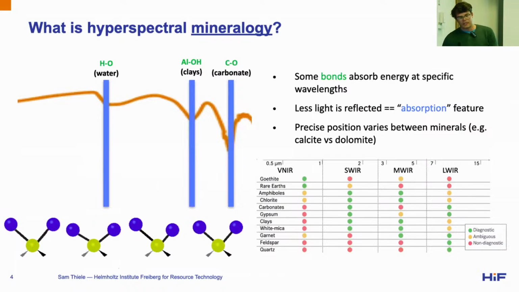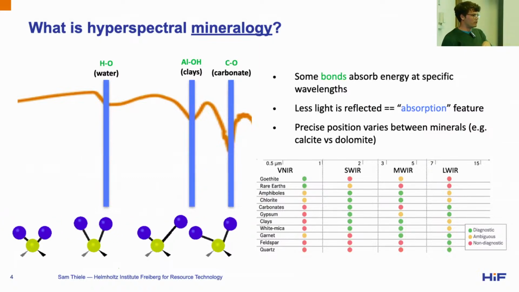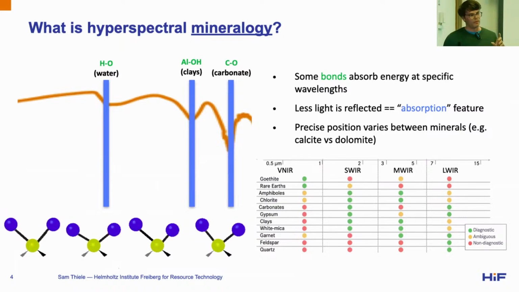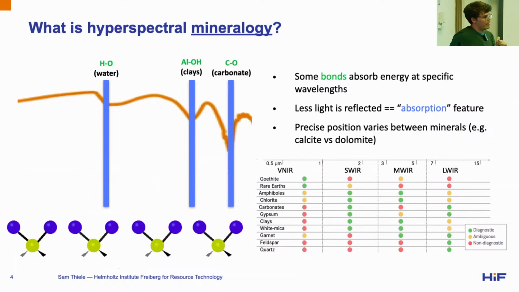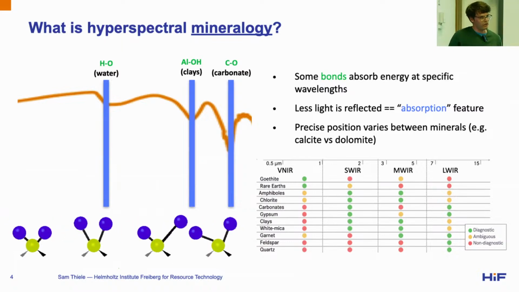These characteristic features, or absorptions as we tend to call them, occur because the light that hits a crystal structure, a mineral, will be absorbed by typically covalent bonds at very, very specific energy levels. And so there are certain bonds in minerals that you're able to essentially identify because you get a drop in the amount of energy that is reflected due to that absorption.